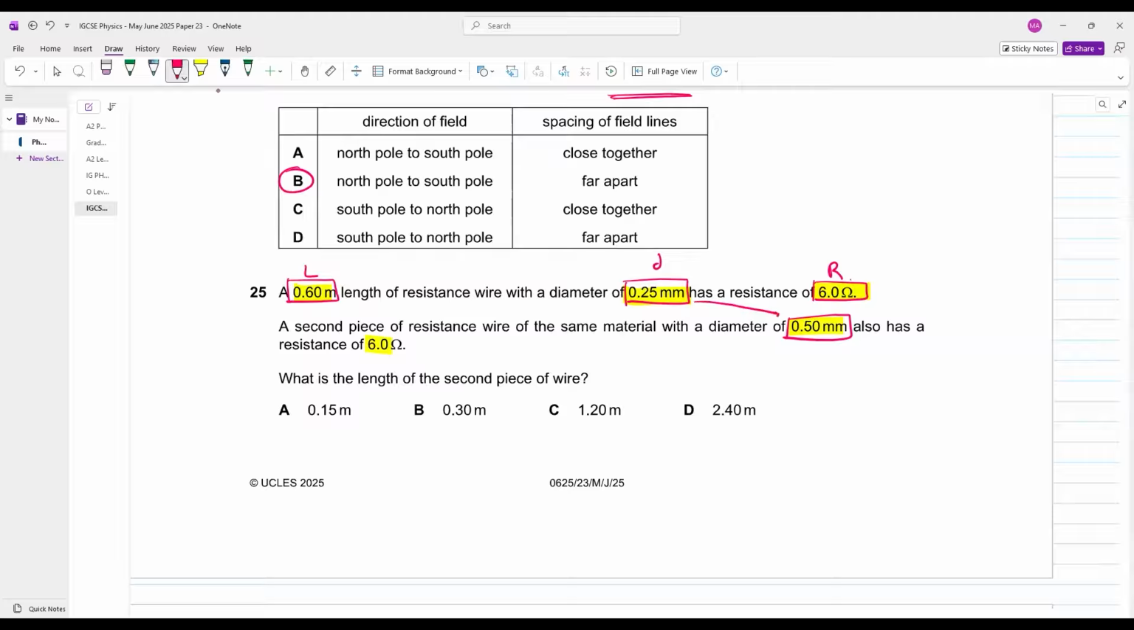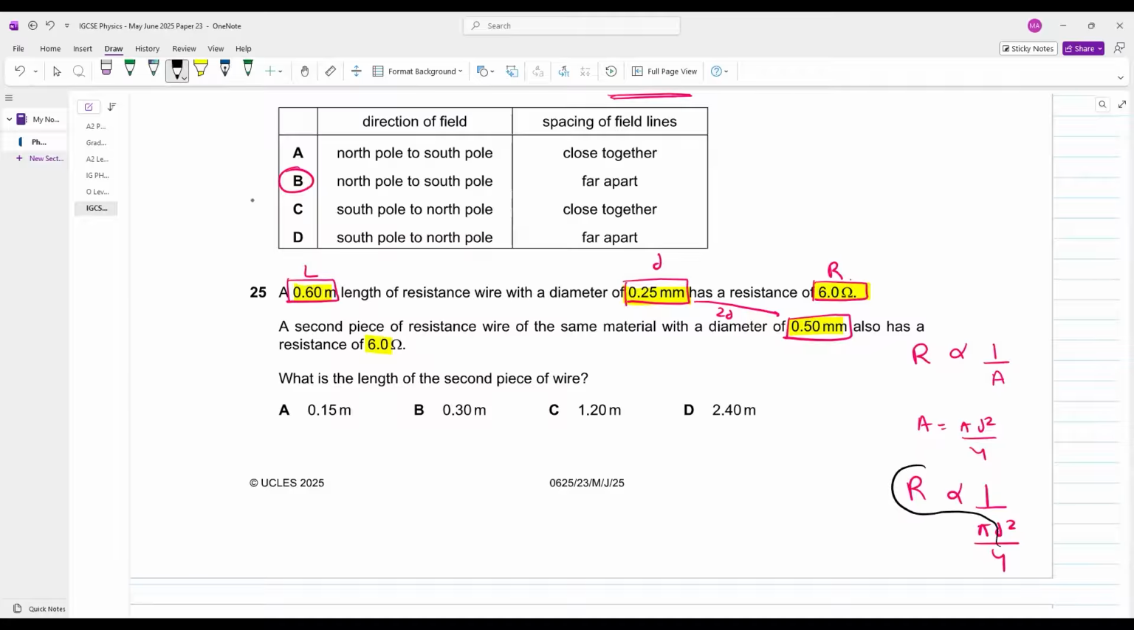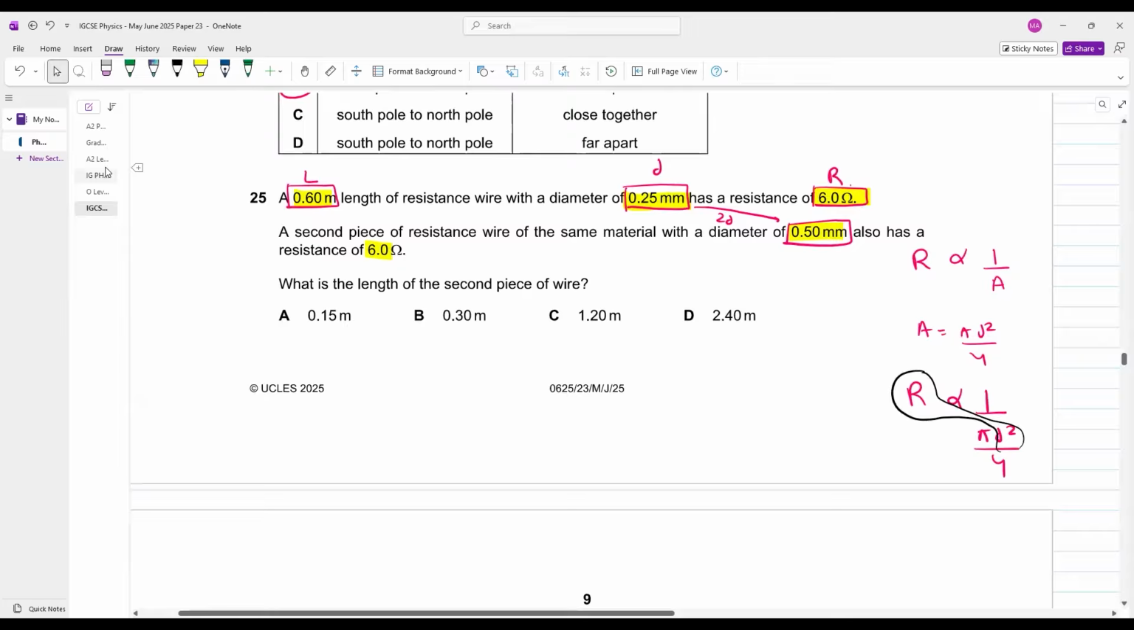Perfect. Now what will happen if the diameter doubles? देख रहे हो, second wire में क्या हो रहा है? Diameter double हो रहा है, 0.25 से 0.5 जा रहा है. Do you remember that resistance is inversely proportional to area? Area का formula होता है pi d squared over 4, d is the diameter. So resistance will become inversely proportional to diameter का square.